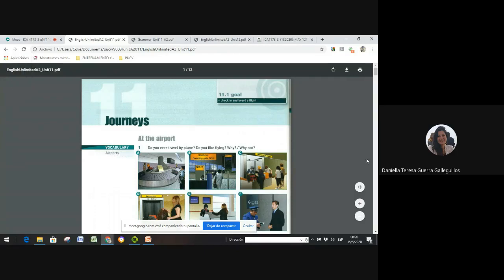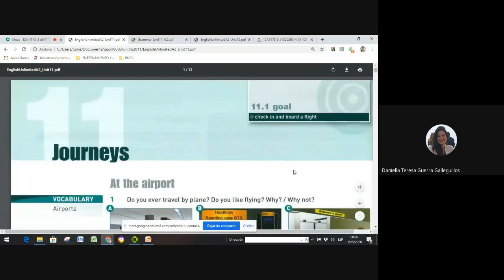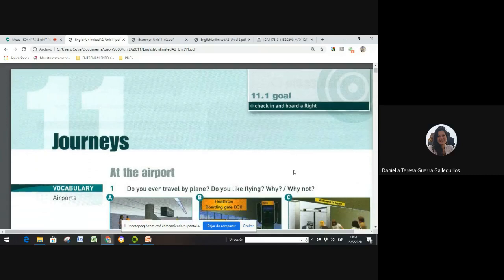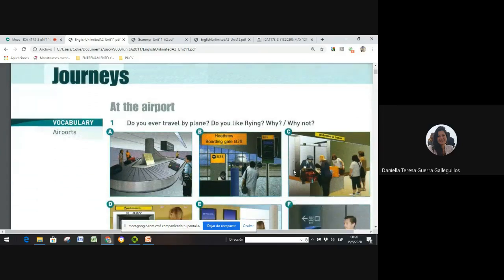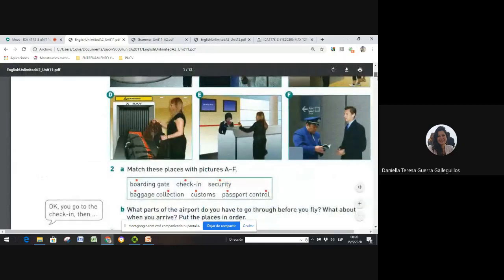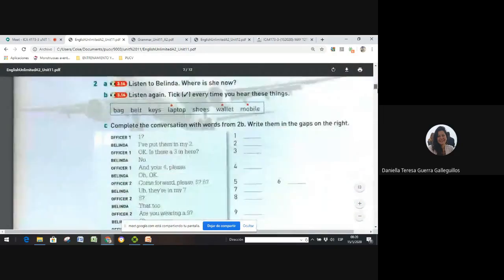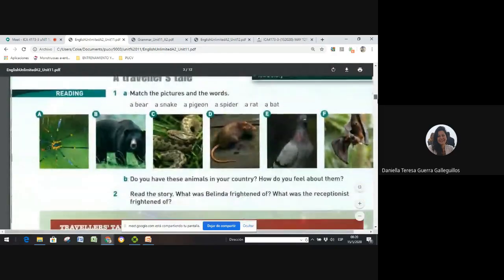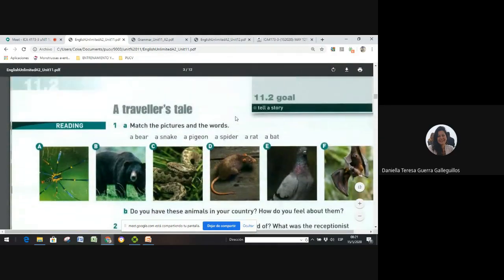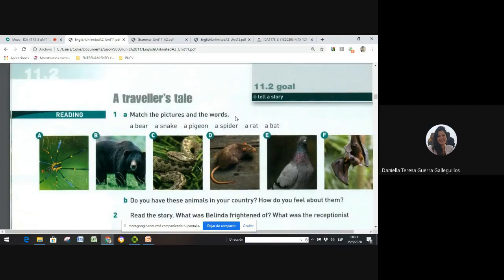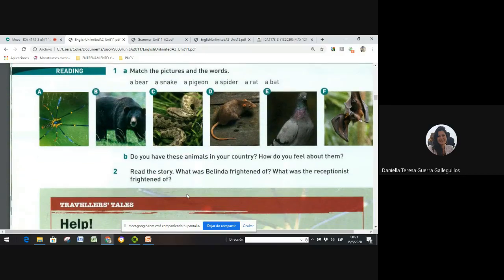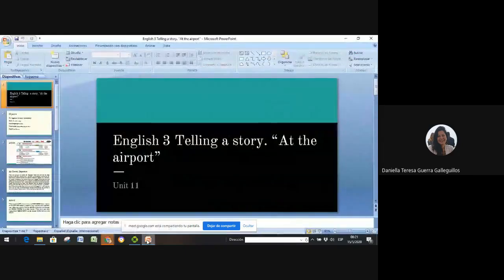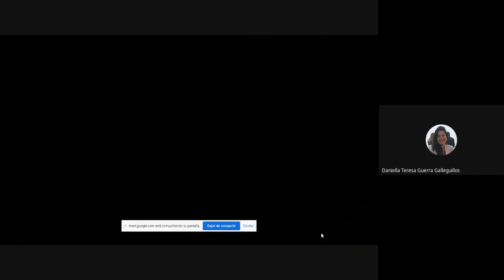As you could see, Unit 11 was about journeys, right? And we didn't have the chance to go in depth on it because last class I had internet connection problems, so we couldn't go till the end of it. We did Unit 11.1, but we were waiting for 11.2, where our goal was to be able to connect ideas to tell a story. Before we go with the book activities, I'm going to show you the PowerPoint I didn't have a chance to explain the other day. All right? So let's get started with that information.